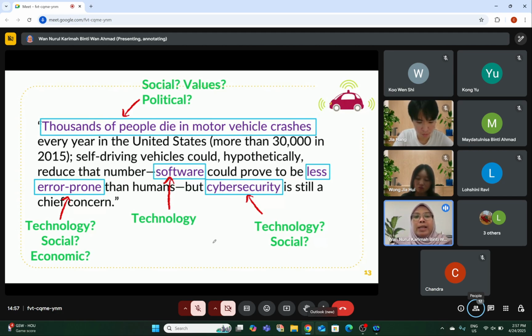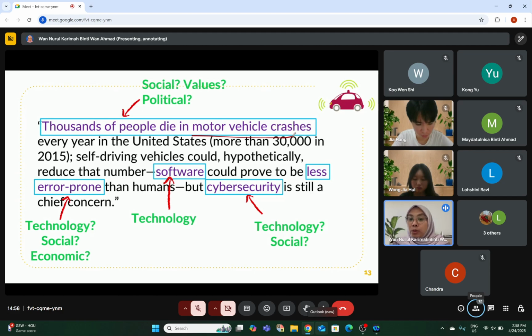If we look at this one sentence, this is only one factor, one sentence, but there are many STEEPV dimensions, STEEPV elements that are embedded and considered in it. For example, thousands of people die in motor vehicle crashes. This is basically a social factor, because too many people die because of accidents, and we need to do something about this, because otherwise it means that our roads are not safe. If we keep ignoring this problem, in the future we will have more people dying in road accidents. So obviously it is related to social factors.